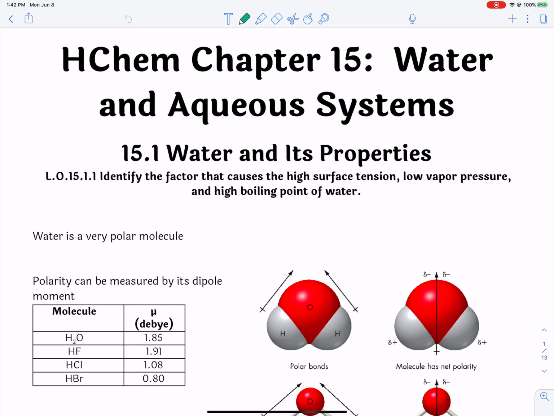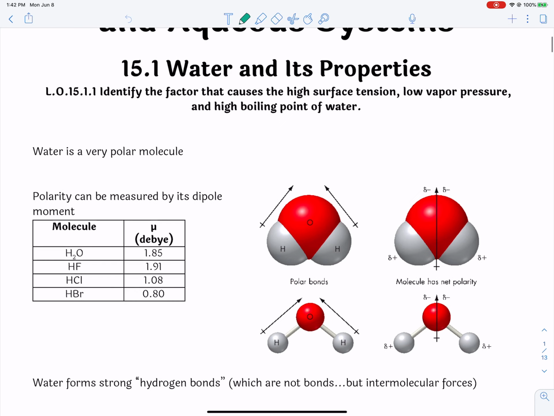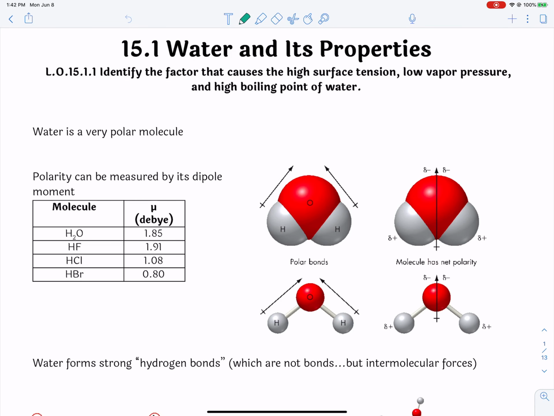And a lot of this is review. So there isn't actually too much notes in 15.1. It's just a review of what we already know about water. And really the most important thing that you need to know about water is that it is very polar, one of the most polar molecules that we come in contact with.